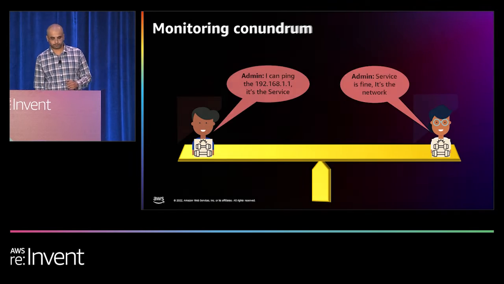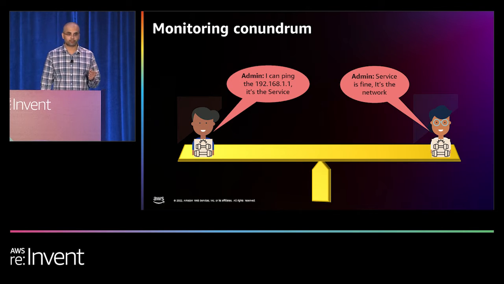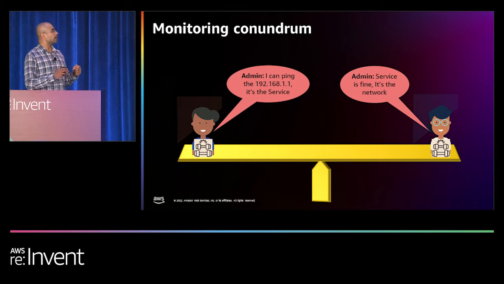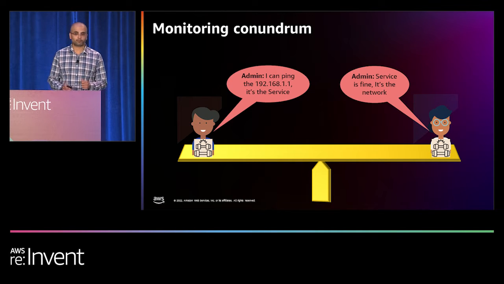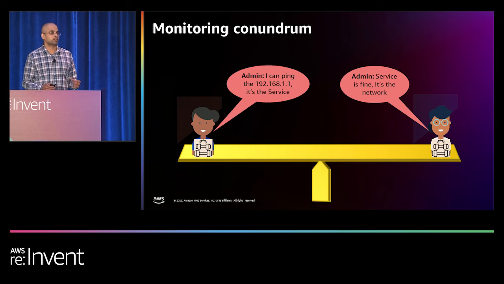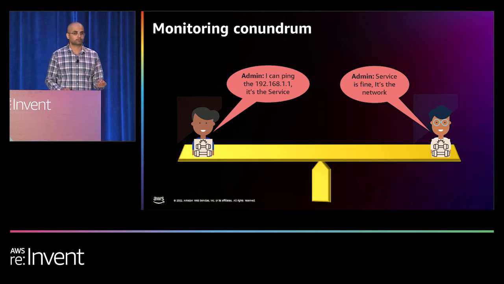Imagine it's 2 a.m., there is an outage, your service owner logs in, looks at his or her or their telemetry, and they conclude it's the network. The admin pings the IPs that they're aware of, and then they say, it is the service, right? And this friction happens because they don't have the same context, and this makes triage difficult.